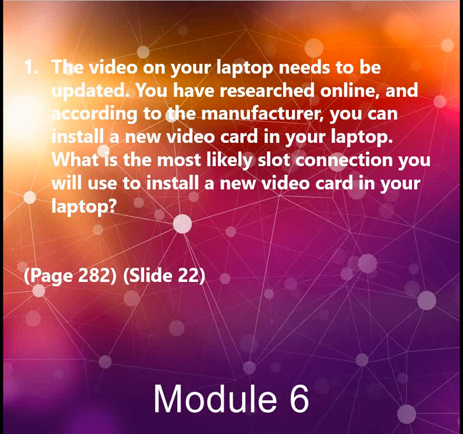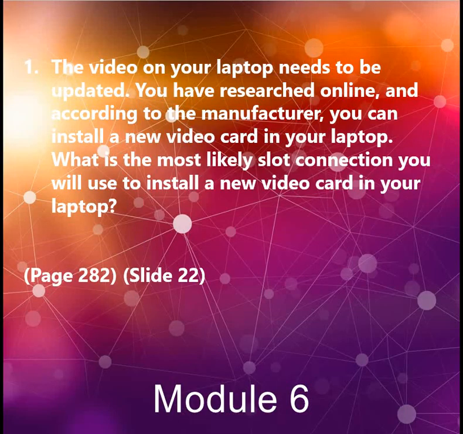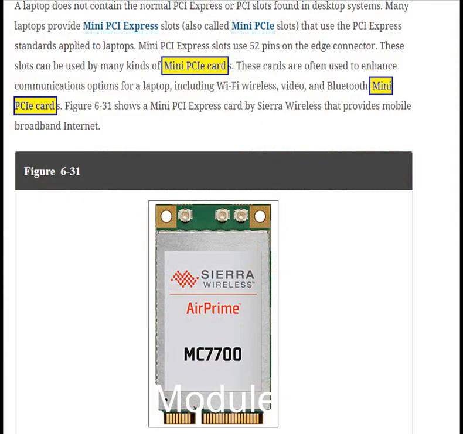So the correct answer, what you're looking for, is your PCI mini PCIe card. PCIe, the E stands for enhanced. If it was a regular desktop computer, it would just be a PCIe card. Because it's a laptop, it's called a mini PCIe. All right. So the correct answer is PCIe, and that can be found in figure 6-31. Didn't get the page number for that one, but that's okay.